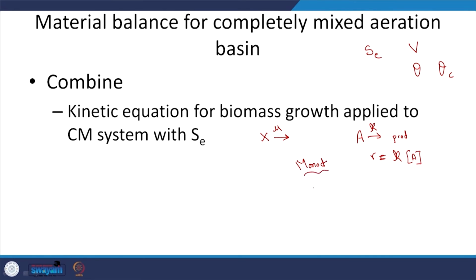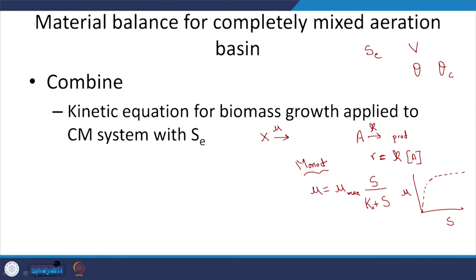And how did this equation come out? Okay, let me not say how; what is it equal to? Mu, the specific biomass growth rate, is equal to mu max into S by Ks plus S. And if I plot this mu versus S, what is this going to look like?